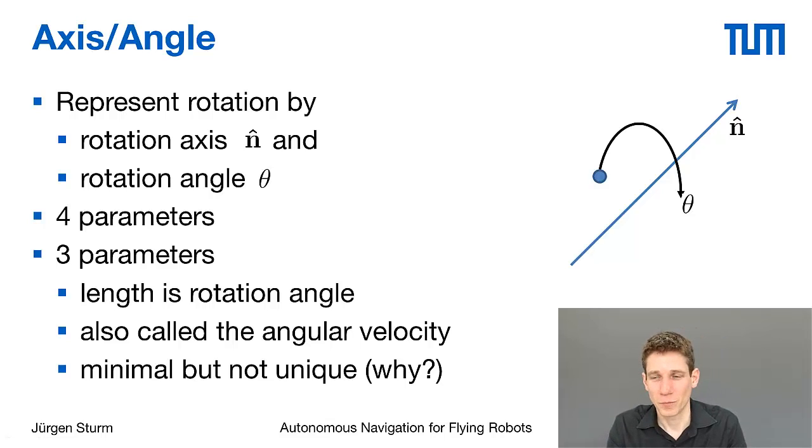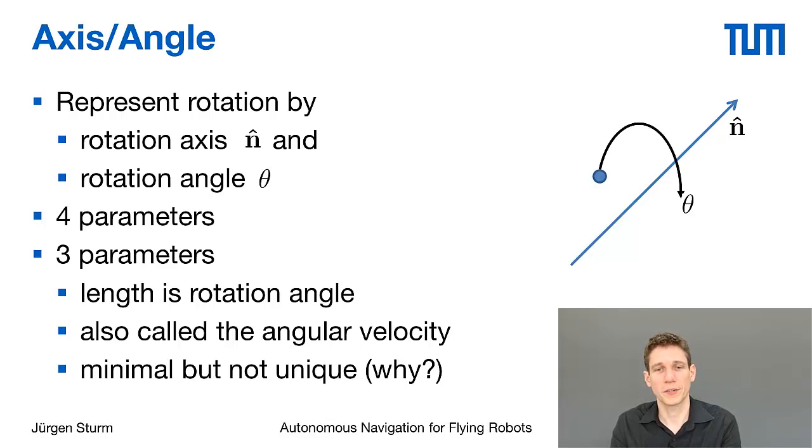So a rotation of 0, for example, would just be the 0 vector, and a rotation of 180 degrees would mean that your rotation vector has a length of pi.